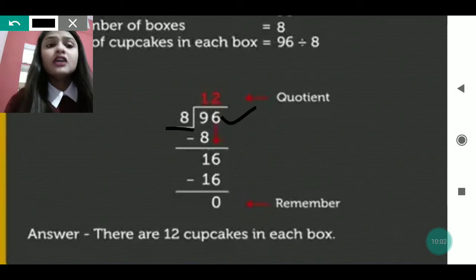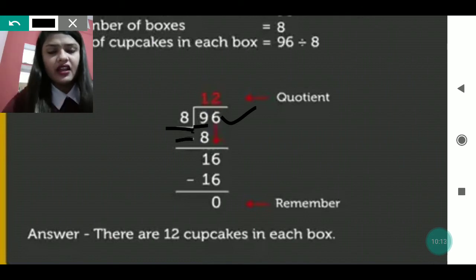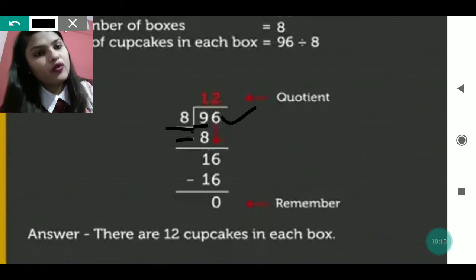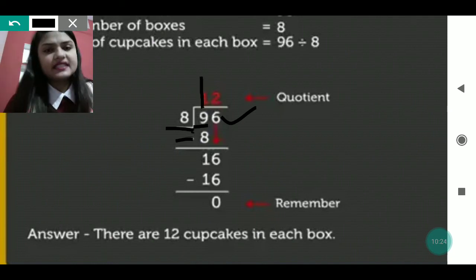Now let's divide it. Now the first digit is 9. Is 9 coming in the table of 8? No, 9 is not coming. So we will write 8 just below 9. We will give the minus sign and then we will subtract it. 9 minus 8 will be 1. So 1 we will write in the quotient column, and 6 is there now.